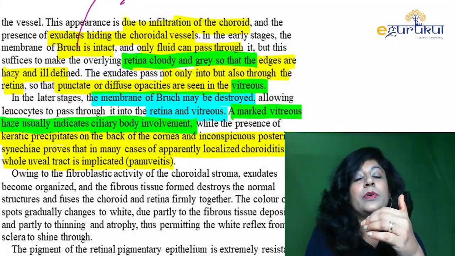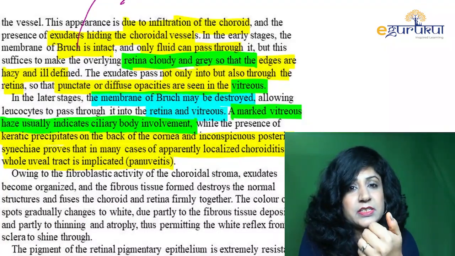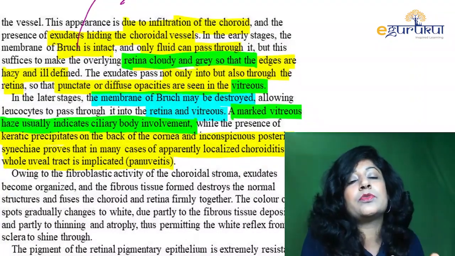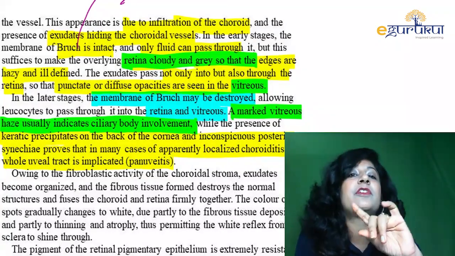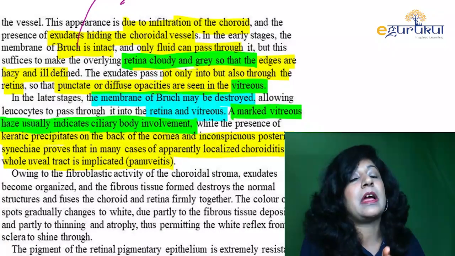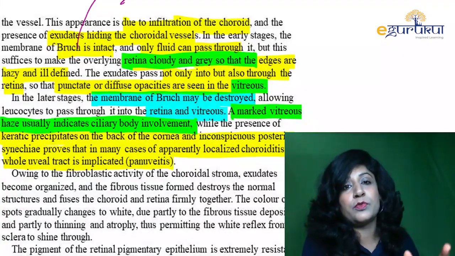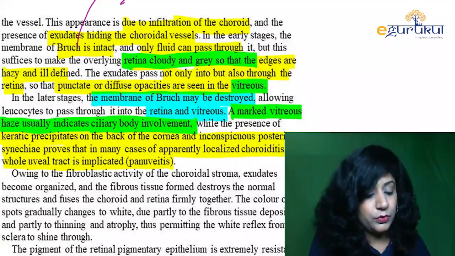Now, as far as only the vitritis is concerned, you can always correlate that it started with the choroid and then went to the retina and the vitreous. But if you are getting the keratic precipitates, obviously it has reached the anterior part, and you will have to consider that even the intermediate part must have been involved, and now the whole of the uveal tract is involved, and therefore it's a part of pan-uveitis.